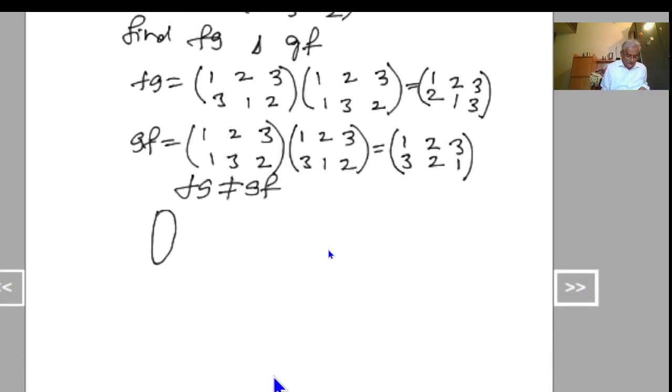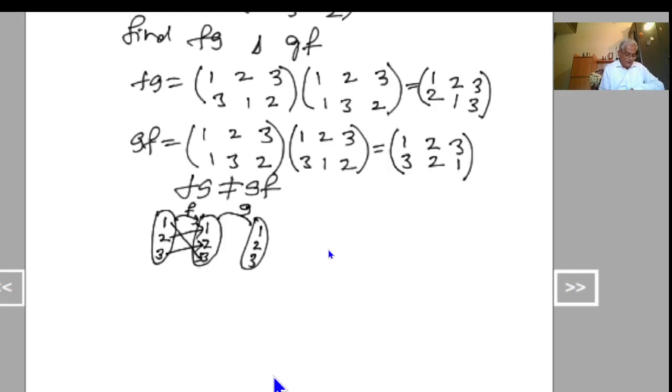see my F is 1, 2, 3, where 1 goes to 3. Again we write 1, 2, 3 here. This is my F. In F, what is happening? 1 is mapped onto 3. 2 is mapped onto 1. 3 is mapped onto 2. And if I take this as G, this is G.